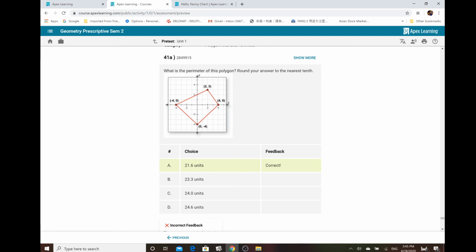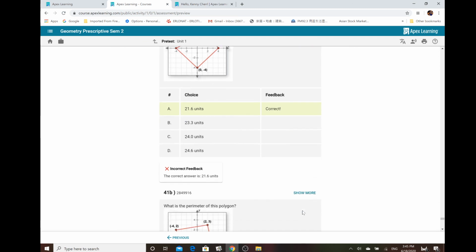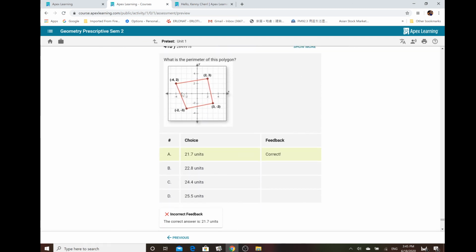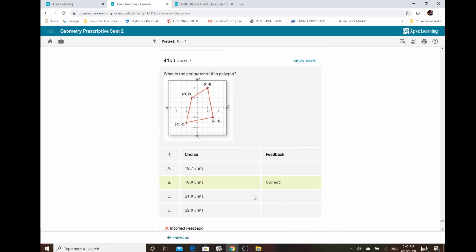So perimeter, that means it's all sides together. So the surrounding size of the figure. So once you find out the distance of each line segment, you just need to add them all together. Same thing happened with this, irregular polygons. Find the line segments by using the distance formula. And then add all the distances together. So eventually that's 21.7 units.